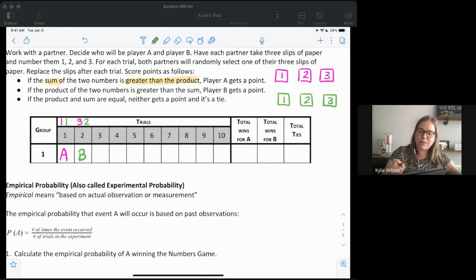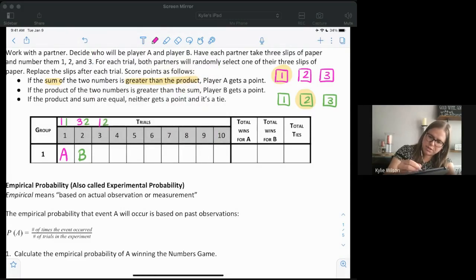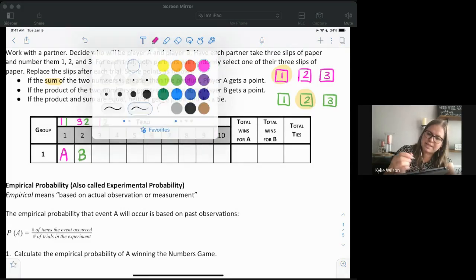So now for the third one, let's say that A rolls a 1 and B rolls a 2. So in this case, the product, 1 times 2, is 2, and the sum is 3. So my product is bigger than the sum, or sorry, my sum is bigger than the product, so we have A.